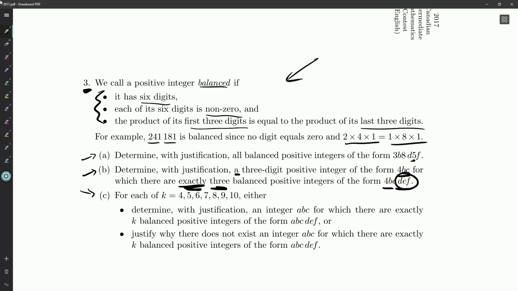Okay, now we saw 4 in the last one, but we weren't exactly free to have the last digits be whatever we needed. Okay, exactly 3. Well, what can we say? For any balanced digit, or yeah, any balanced number.